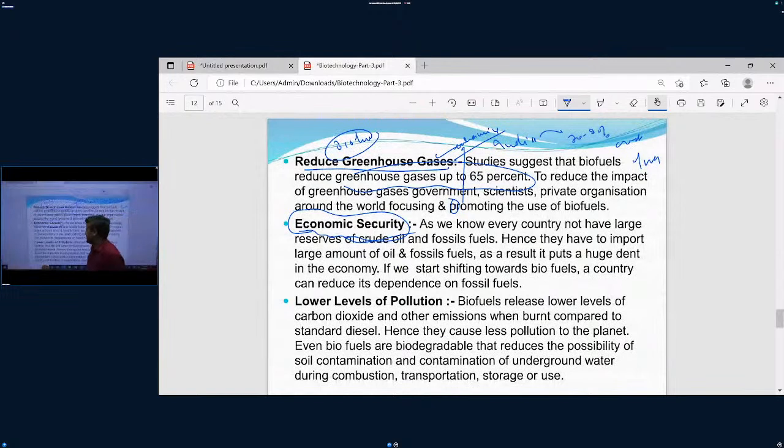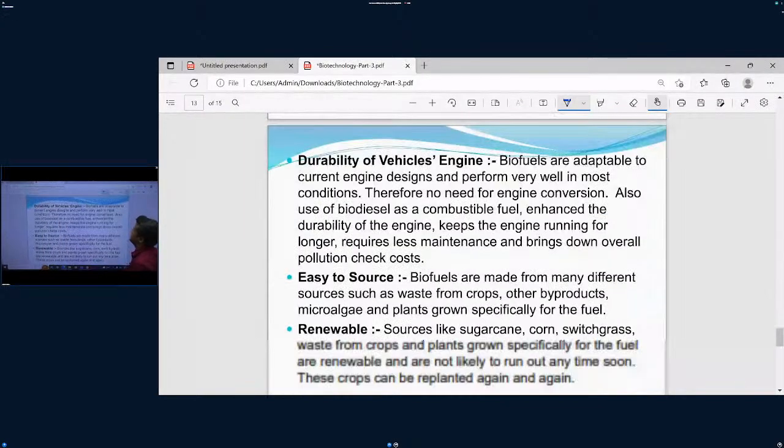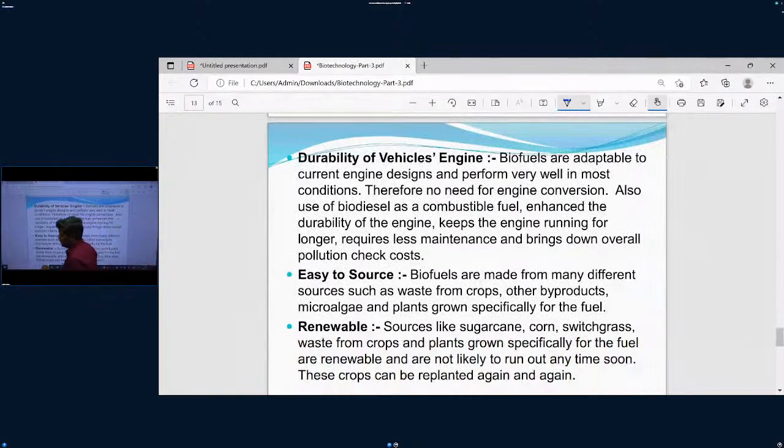Also, this crop creates a low level of pollution. Also, with the use of the biofuel in automobiles, it enhances the durability of the vehicle engine. This is the important thing, because they have good lubricating property.